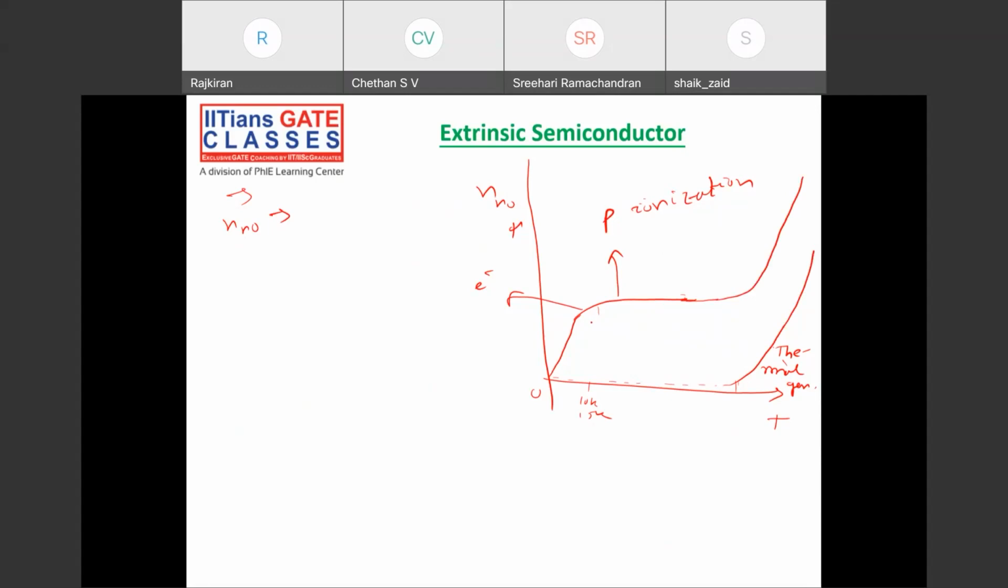So up to this point, only impurity ionization. After this point, the thermal generation will come into the picture. Electrons and holes will generate in pairs, and it will increase exponentially. So this is nothing but impurity ionization, and this is because of thermal generation.